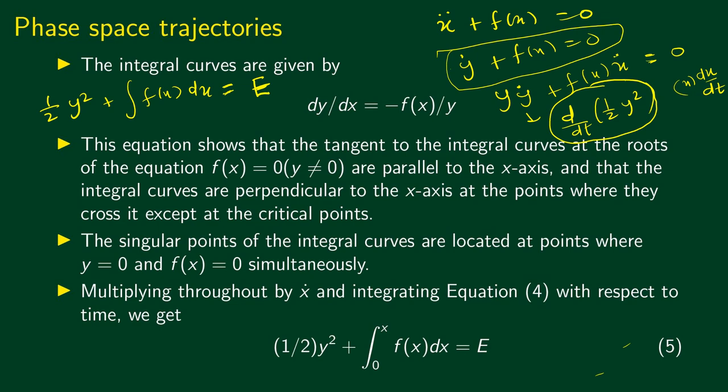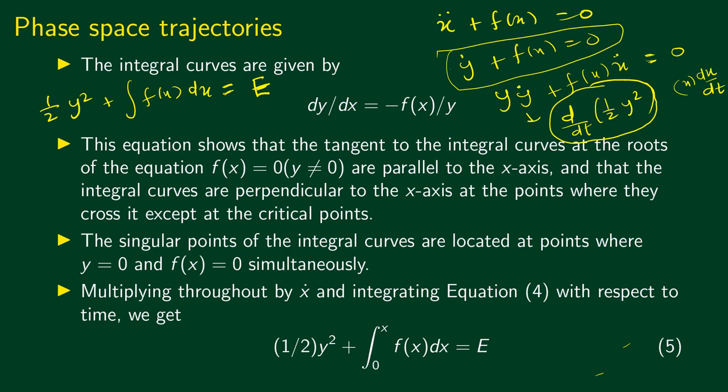The limits 0 to x are also a kind of choice of initial condition, because we are integrating with respect to t. At t equal to 0, our initial time, the position is 0, and at time t the position is x. So t equal to 0 is position 0, and that's why we have the limit integral 0 to x. We can always add a constant of integration and shift it to 0.